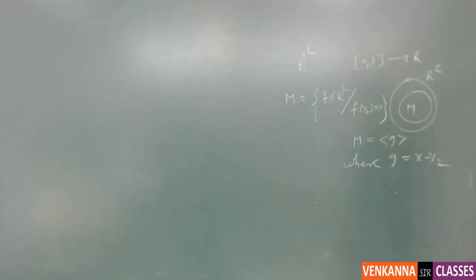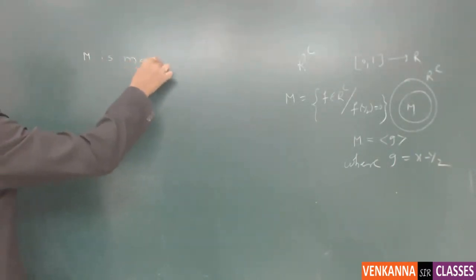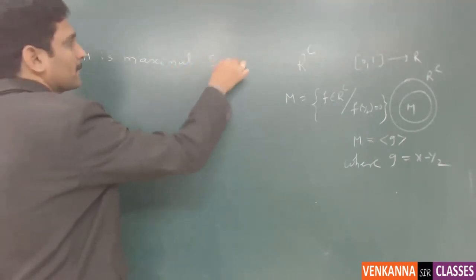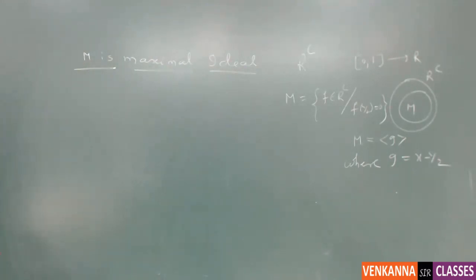So my intention is to show that this M is a maximal ideal. For this, the technique is to use the fundamental theorem of homomorphism. Actually, we didn't prove it, but as you know the statement, I just want to make use of the fundamental theorem here. So how am I going to use the fundamental theorem?